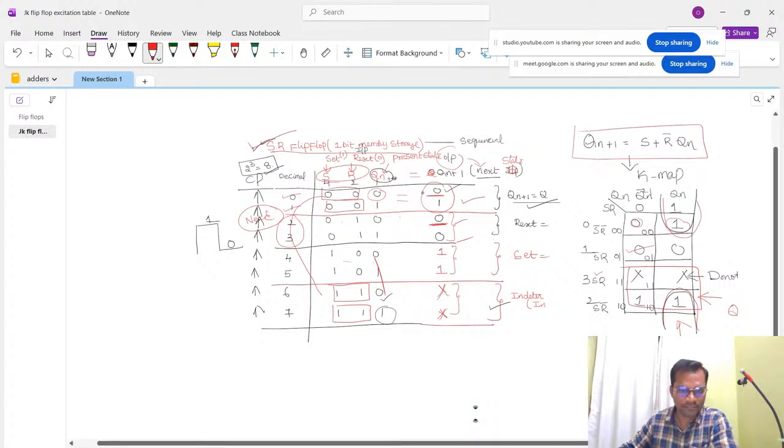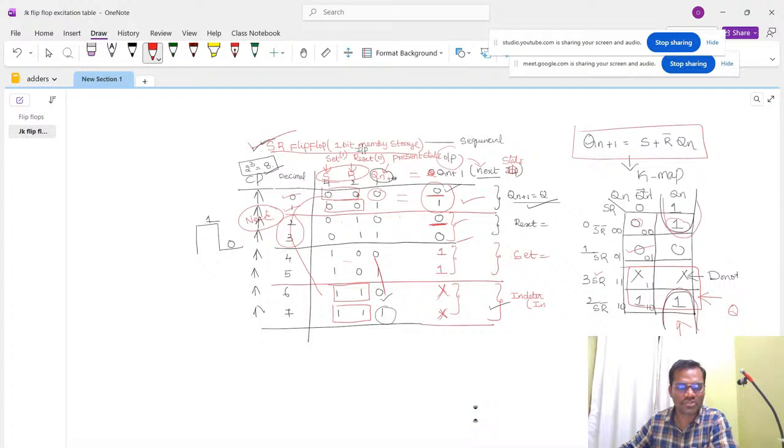So when you give the input as decimal 0 and 1, the output is Qn plus 1 is equal to Qn. And if you give the input as 2 and 3, the output is only the reset value. When you give 4 and 5 as the decimal input, the output value is only the set value. And when you give the decimal value 6 and 7, you are going to get an undetermined value.